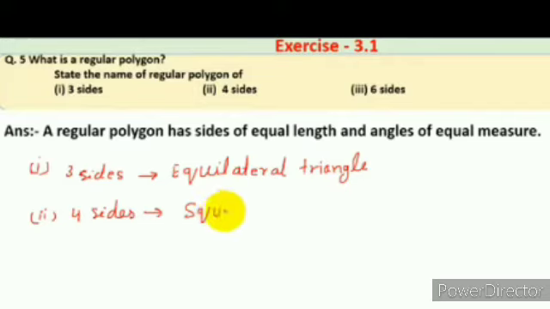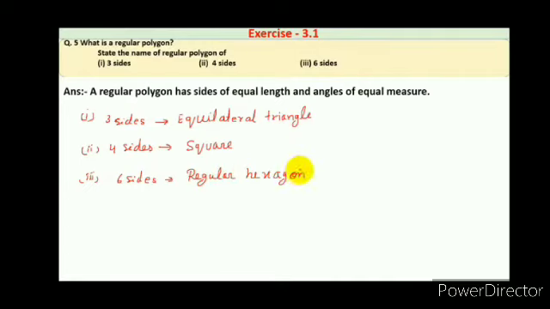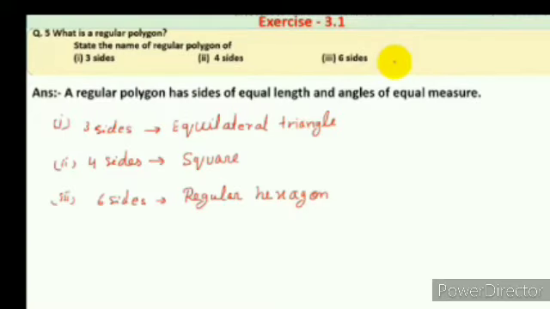Yeah, similarly tell for 4 sides. In quadrilateral, it is square. With 6 sides, that is hexagon. We do not have a special name, so it is regular hexagon. So equilateral triangle, square and regular hexagon are regular polygons because they have equal sides and equal angles.